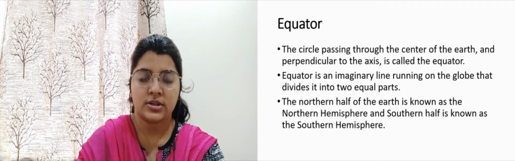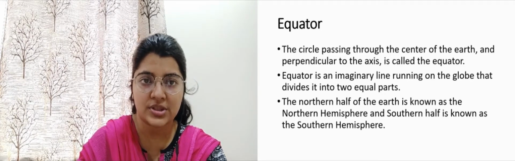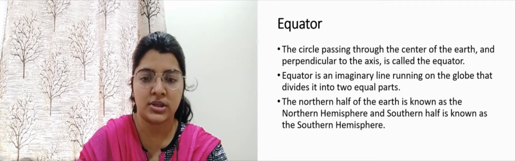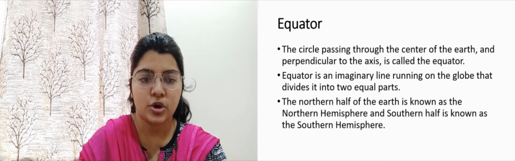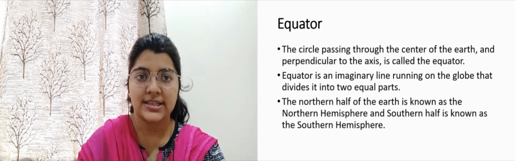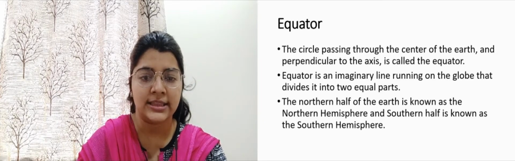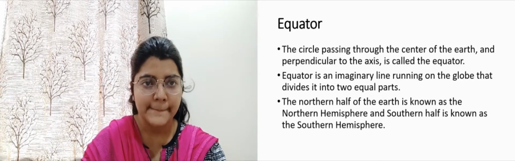The circle passing through the center of the earth and perpendicular to its axis is what we call the equator. In simple words, the equator is an imaginary line running on the globe that divides it into two equal parts.